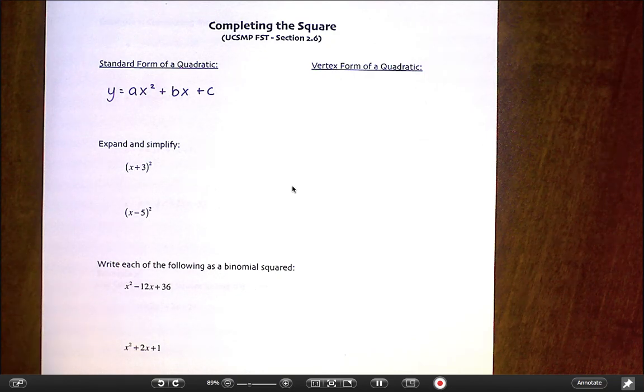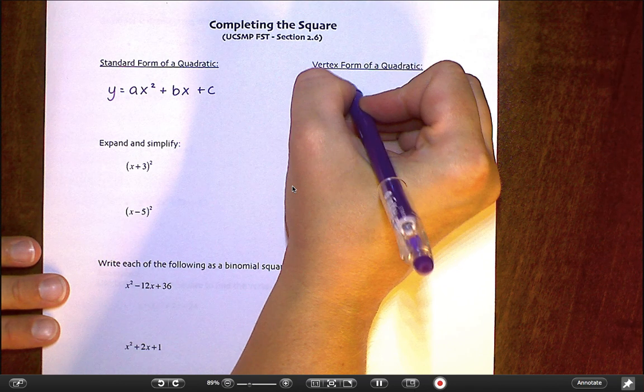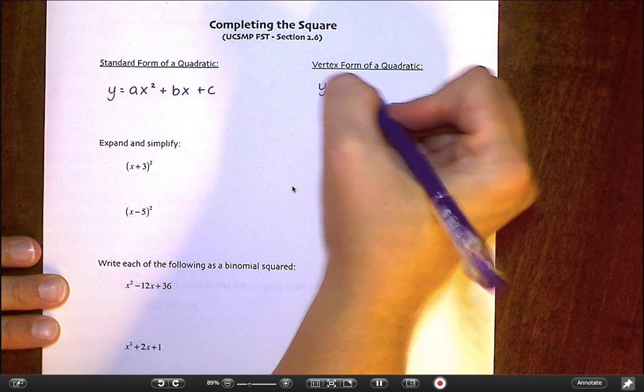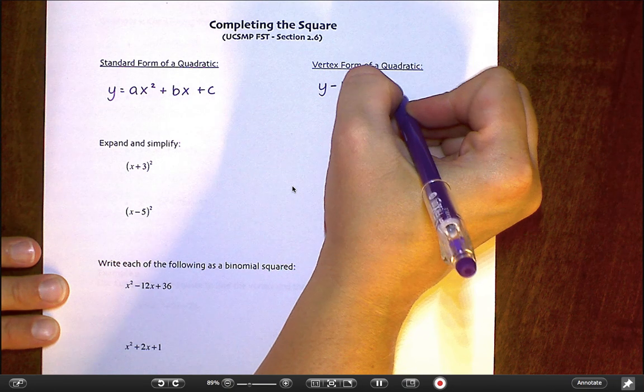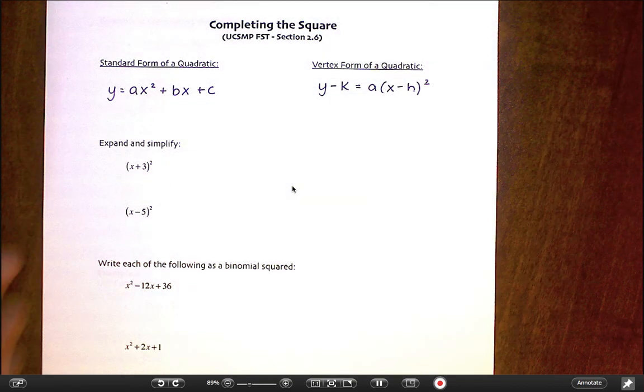Or I can write the equation in what's called vertex form. And vertex form is not simplified, but it's nice because you can tell what the vertex is, and you can also pull out a couple of other properties of the parabola just from the equation, okay? So what we're talking about today is the transition between these two things.